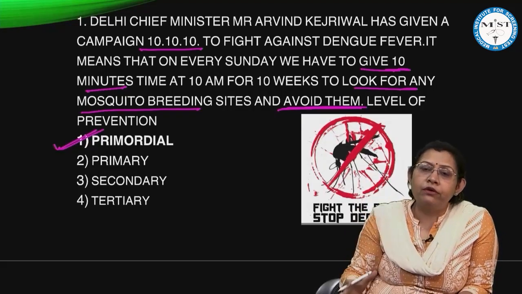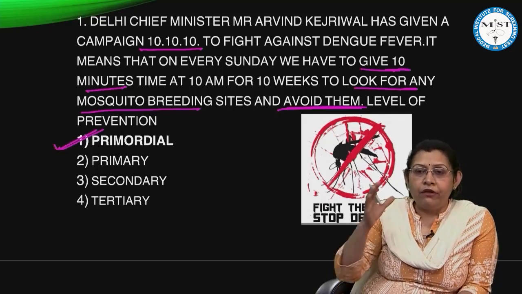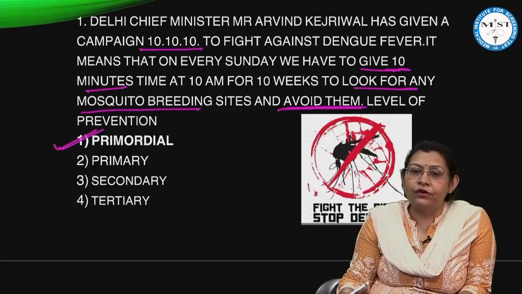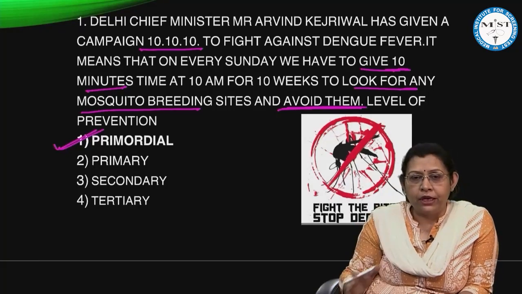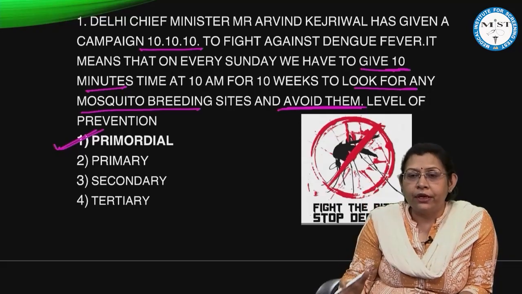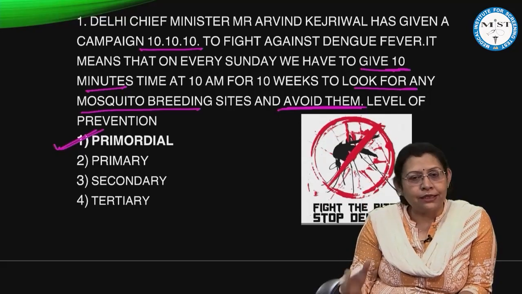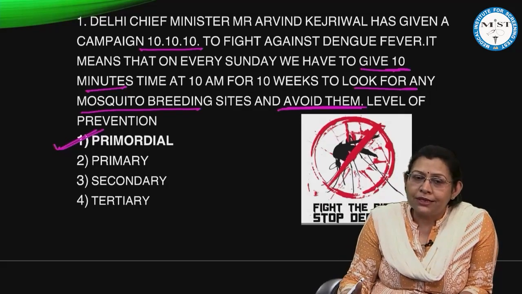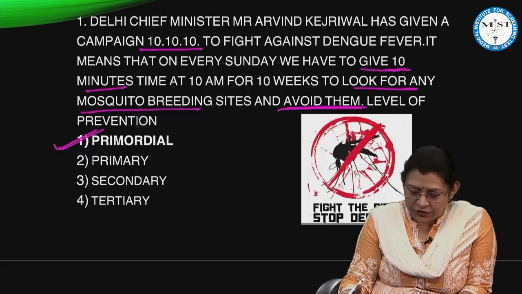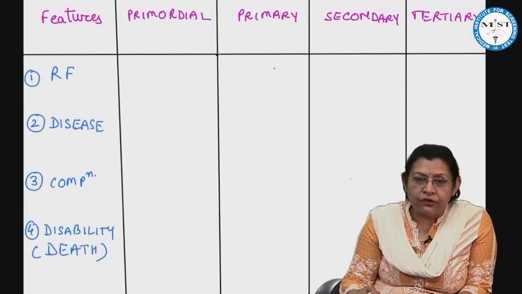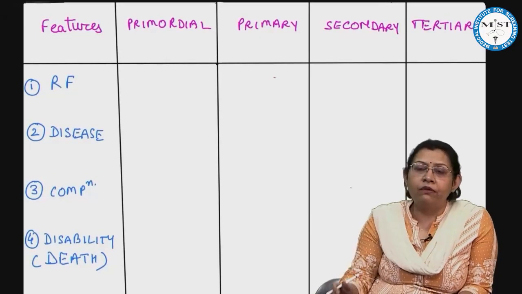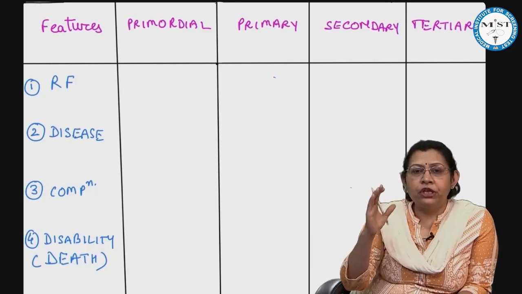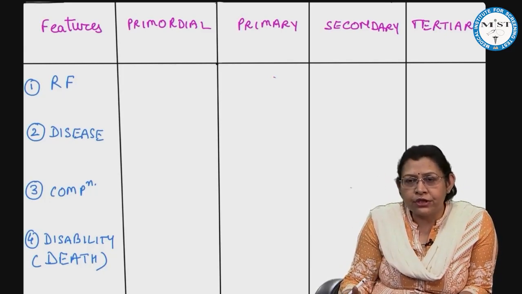So we have to avoid the risk factor, that is primordial. But if we are trying to avoid the disease in the presence of a risk factor, then it is your primary level prevention. If you are detecting a disease early by various screening tests, it is your secondary level prevention, and if you are managing a disease in an advanced stage, it is your tertiary level prevention. So quickly we will revise our different levels of prevention, and if you can recall, we had already discussed this in our detailed lectures, how to differentiate between primordial, primary, secondary and tertiary level prevention.